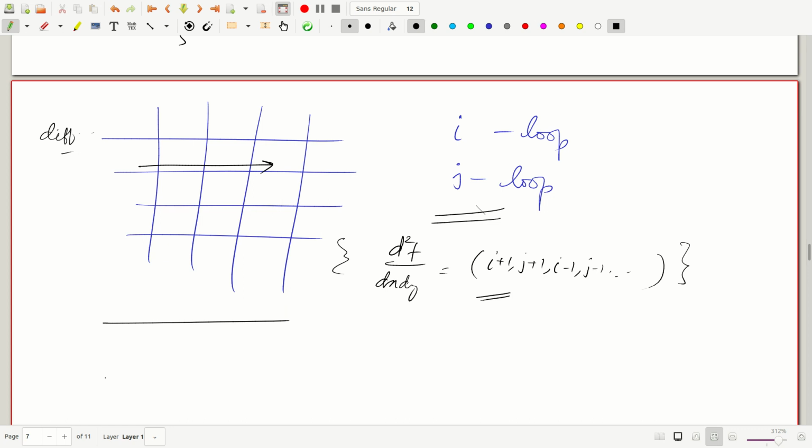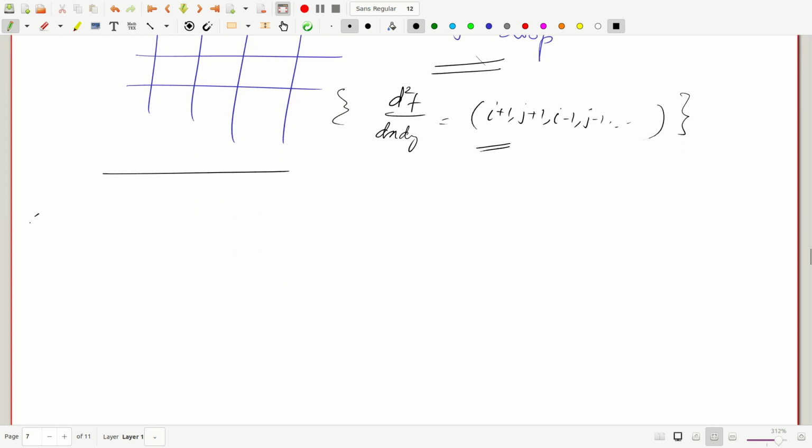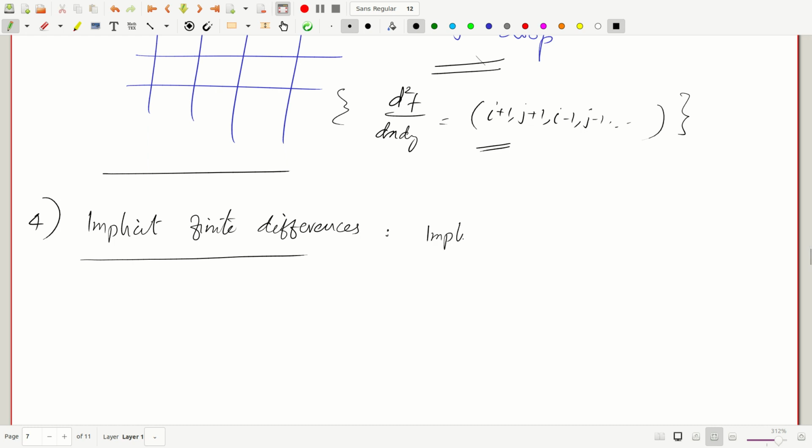Let us look at the final thing, that is implicit finite differences. So the fourth one is implicit finite differences, or implicit spatial discretization or spatial derivative. So this is implicit spatial derivatives. All right, now what do we mean by implicit spatial derivatives?